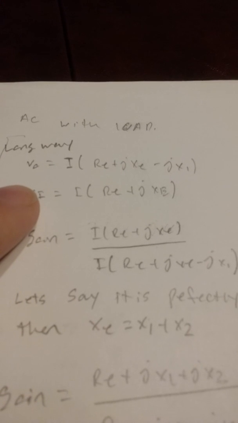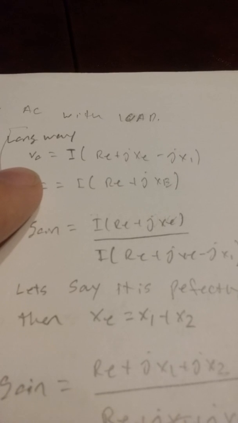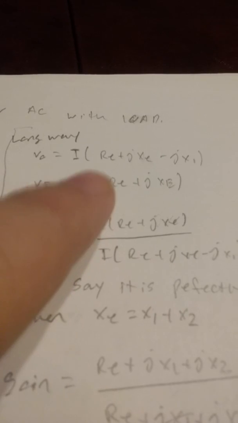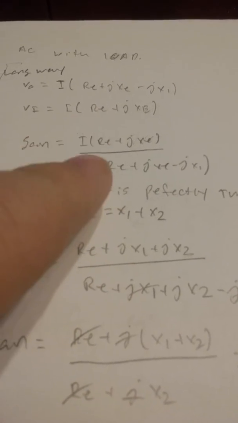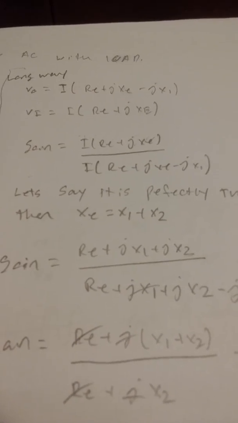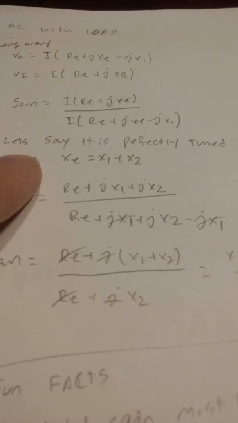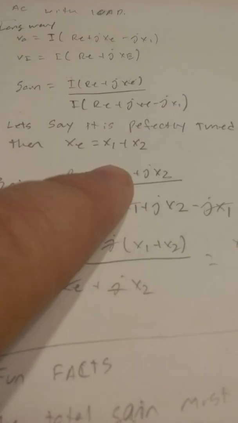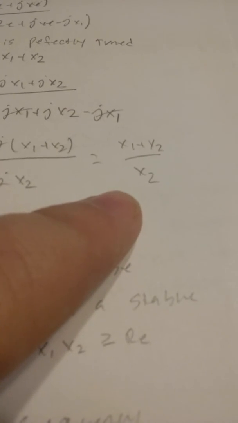So a long way to work this out. Kirchhoff's current law. Let's model V out as the current times everything it has to cross, which means gain is going to be this here. And the reason why I did it this way is so everything will cancel out later on, in case you're wondering that now. So if it's perfectly tuned, that means the inductance and the capacitance will be equal, and that'll cause a lot of cancellations, which will lead us to this for our gain equation.